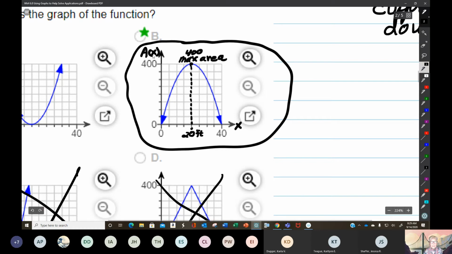But this is the relationship between the area and the length. If X is 5 feet, this is going to be your area. And if X is 10 feet, this is going to be your area. And if X is 15 feet, this is going to be your area. And if X is 20 feet, that's your area. But what about if X is 25 feet? That's your area, again, over here.